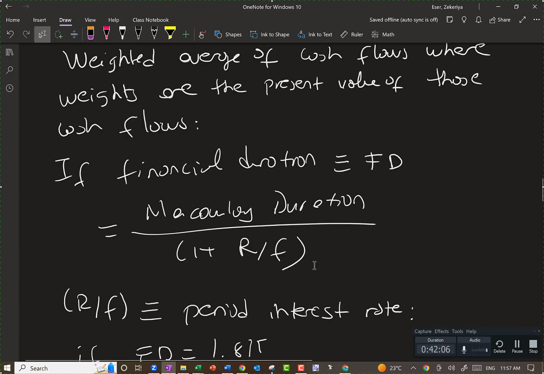Remember, we defined financial duration, which is an approximation to percentage change in the value of a set of cash flows when interest rate is changed. Macaulay duration divided by 1 plus period interest rate. So if we calculate the Macaulay duration, we're pretty much home.